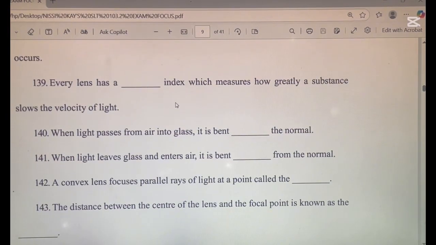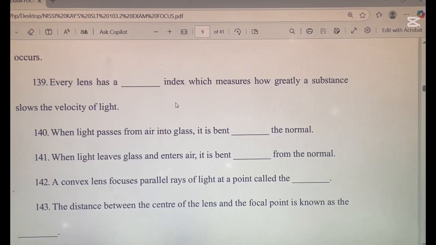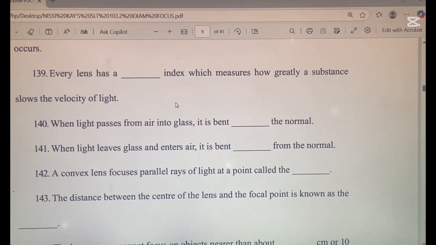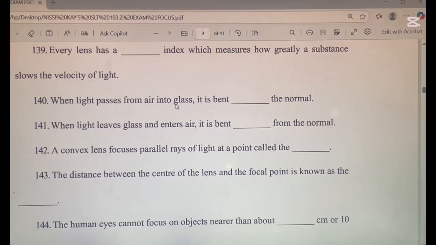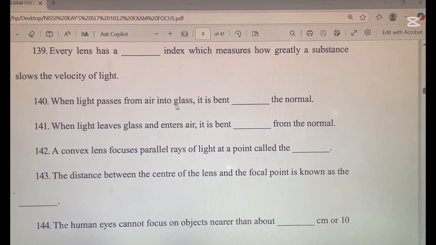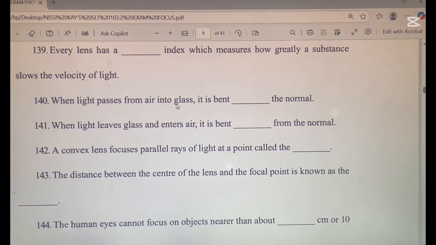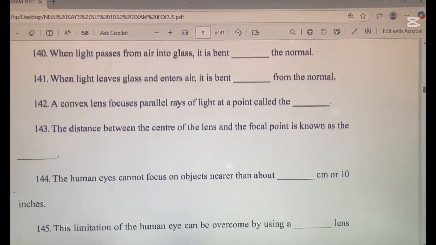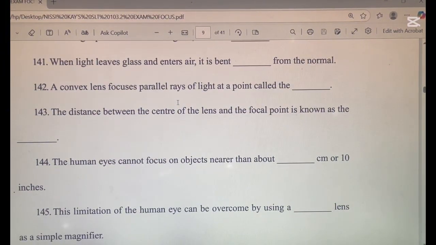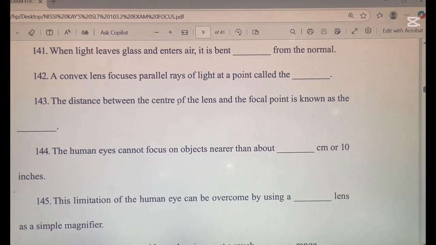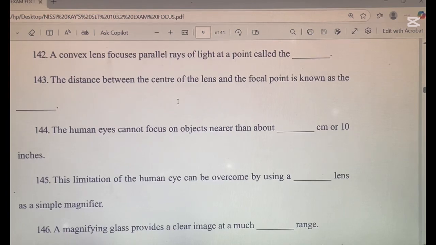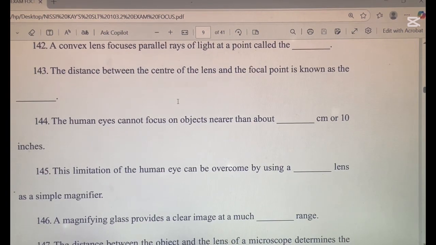140. When light passes from air into glass, it is bent towards the normal. When light leaves glass and enters air, it is bent away from the normal. Now, a convex lens focuses parallel rays of light at a point called the focal point. The distance between the center of the lens and the focal point is known as the focal length.